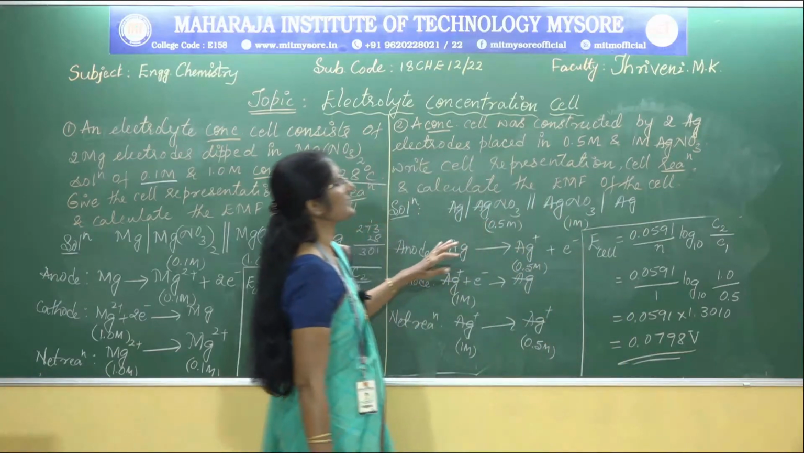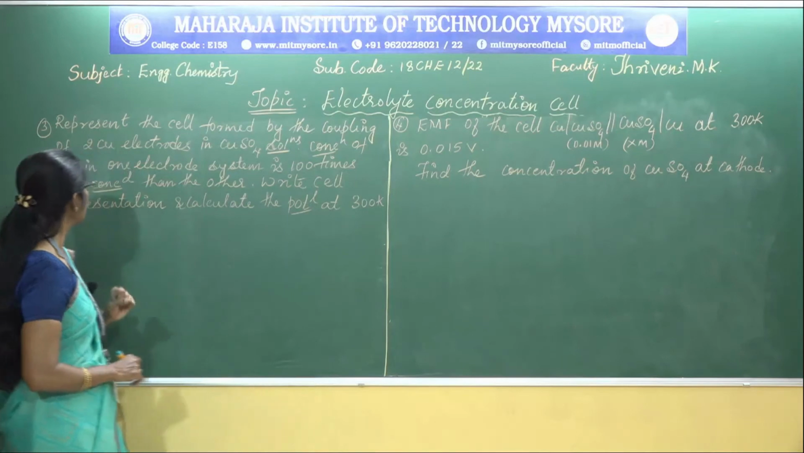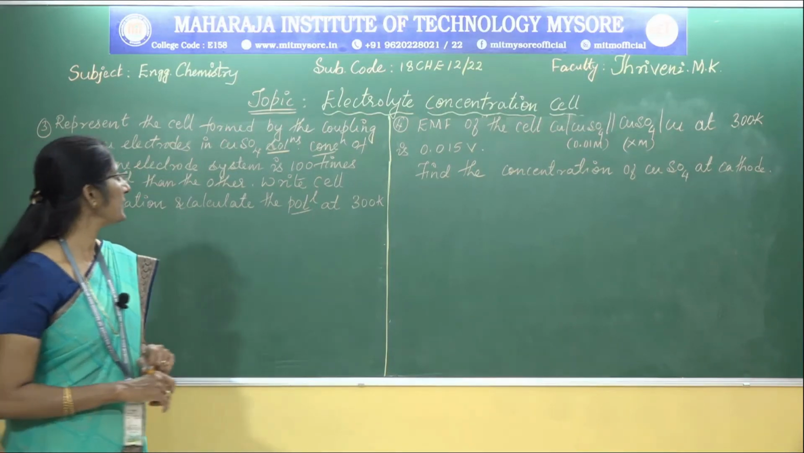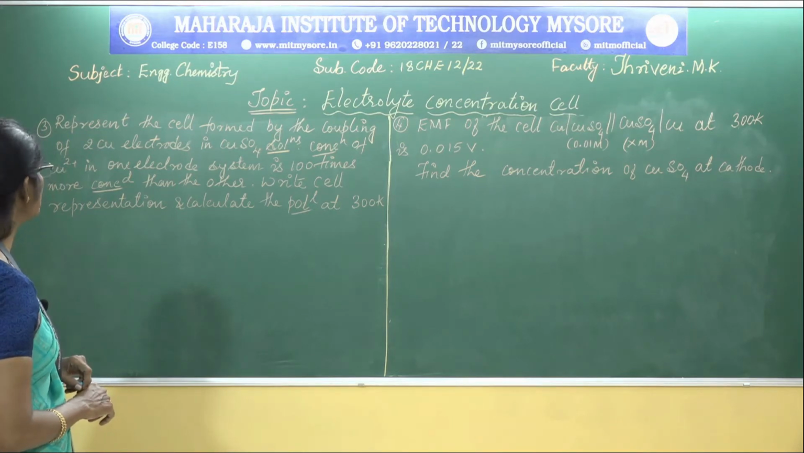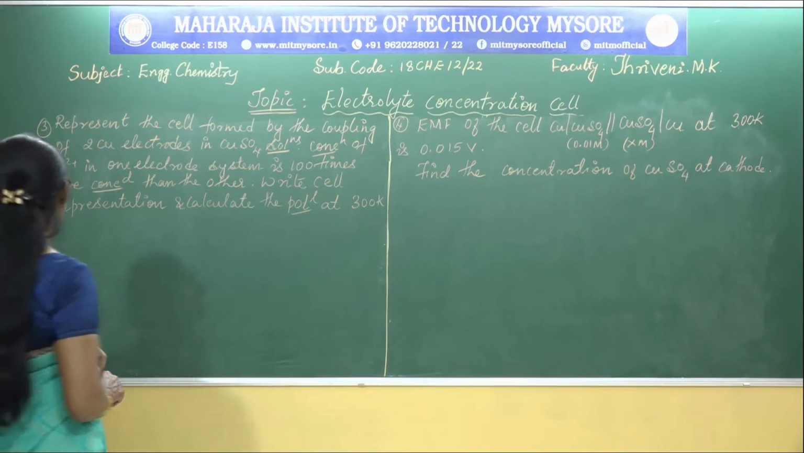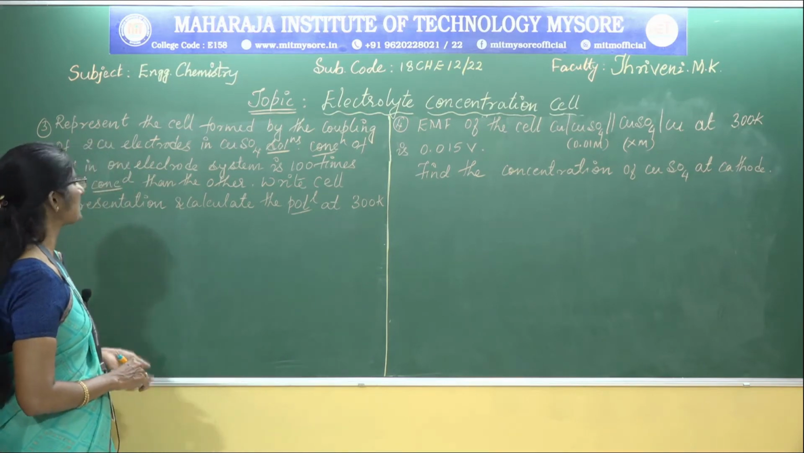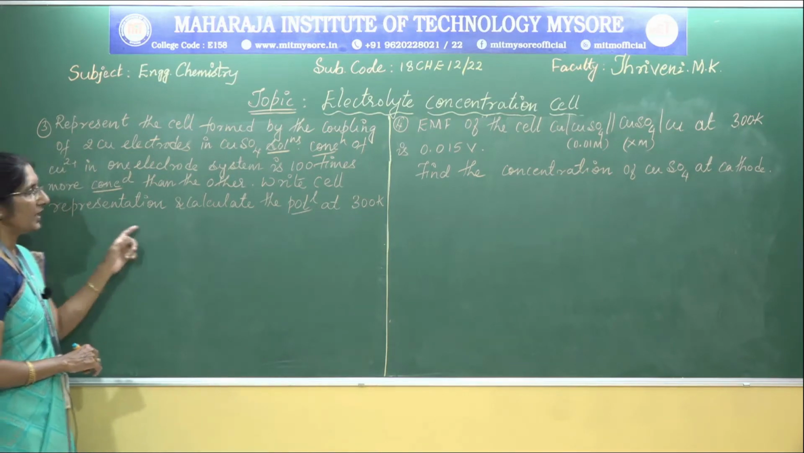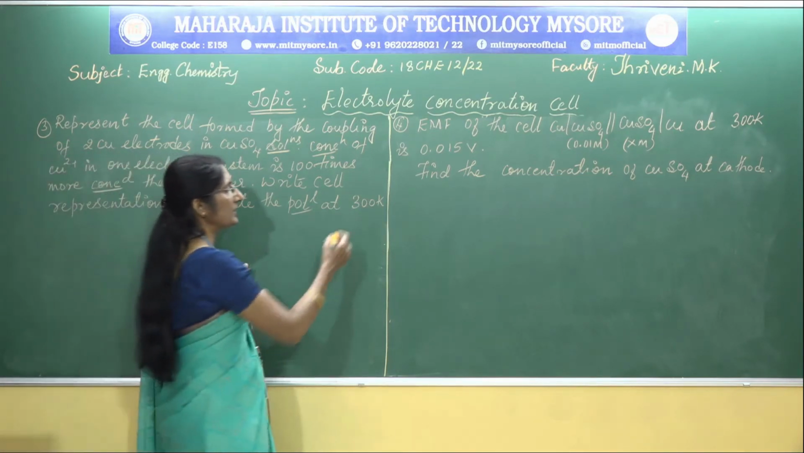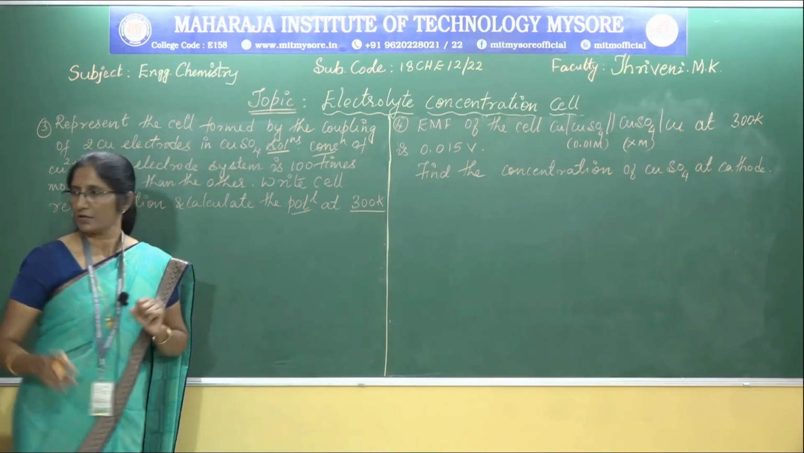This is the first type of problems in electrolyte concentration. Next problem. Represent the cell formed by the coupling of two copper electrodes in copper sulfate solutions. Concentration of cupric ions in one electrode system is 100 times more concentrated than the other. Write the cell representation and calculate the potential at 300 Kelvin. Observe that here the temperature is other than 298.